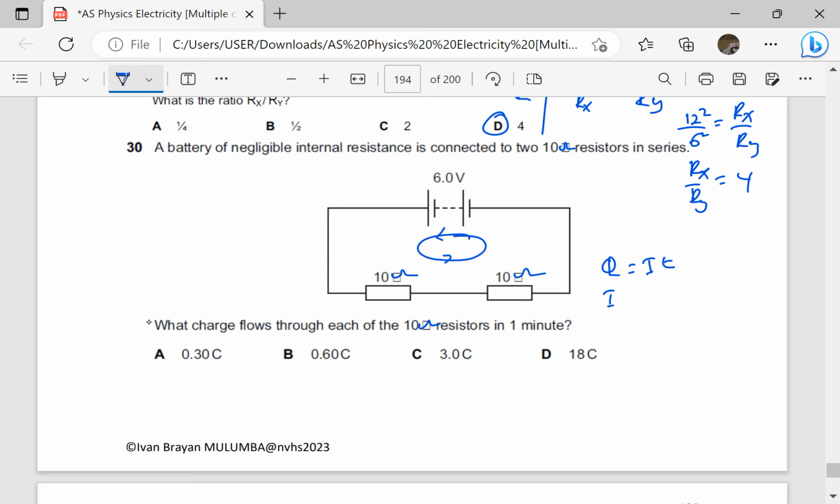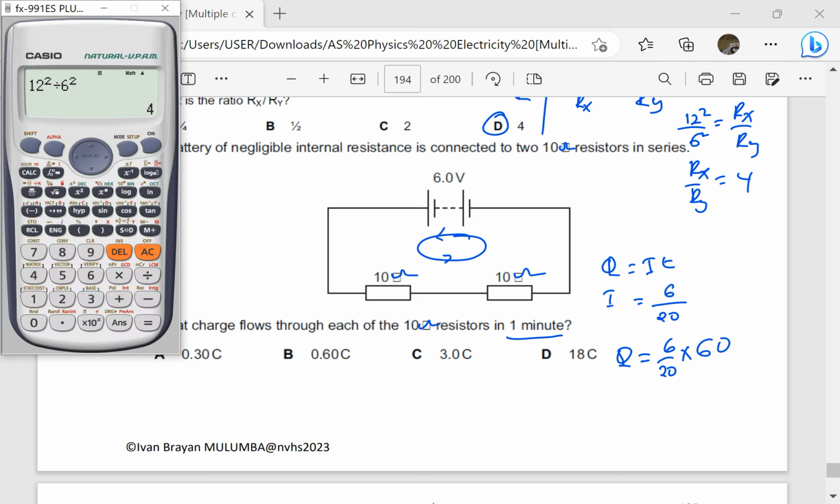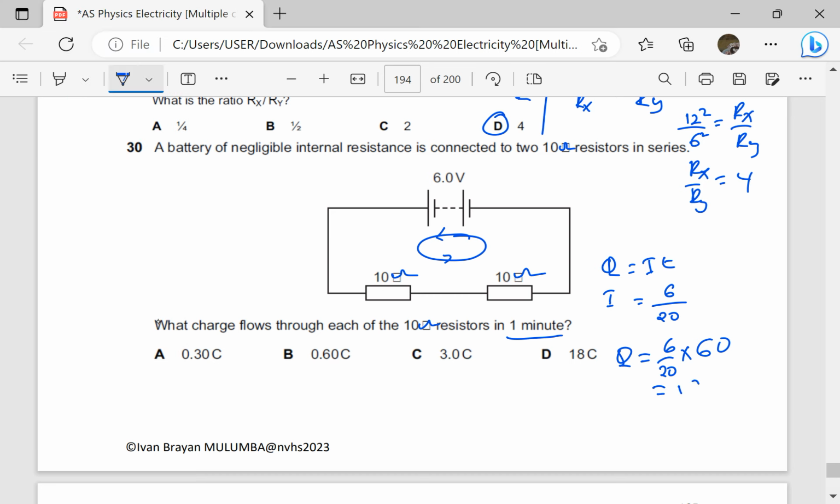The current is going to be the EMF, which is 6, divided by total resistance, which is 20. So the charge is going to be 6 over 20 times the time, which is 60 seconds, because it should be in seconds. 1 minute is 60 seconds. So you have 6 times 60 divided by 20, which gives us 18. So the charge here is 18 coulombs. So the answer is going to be D.